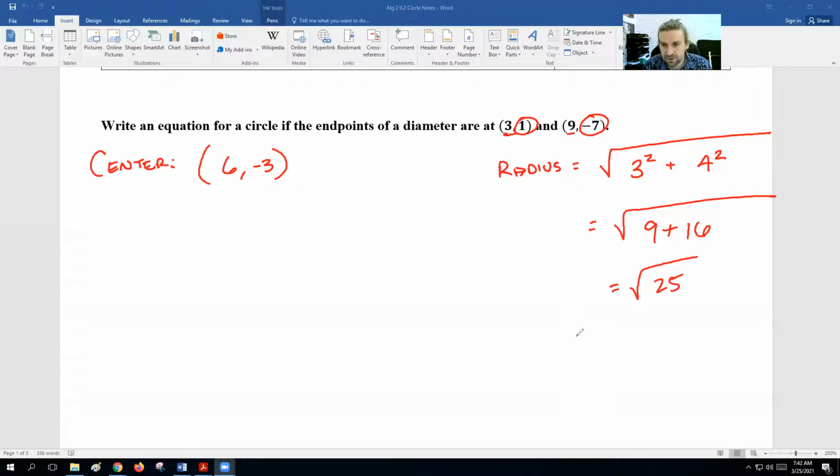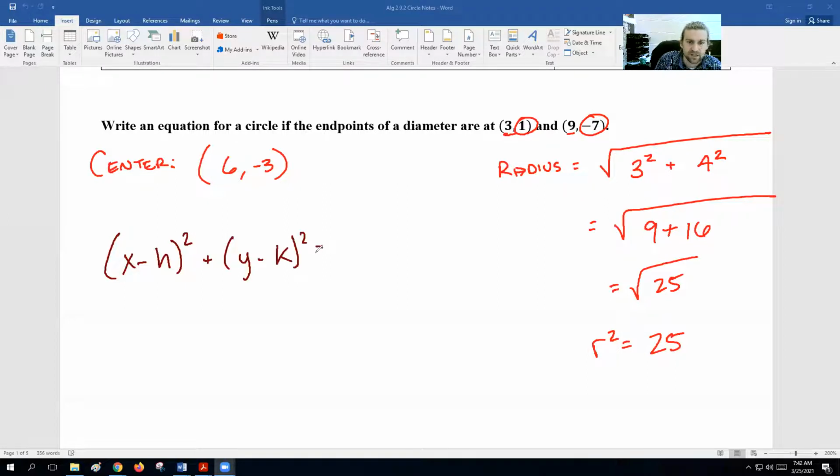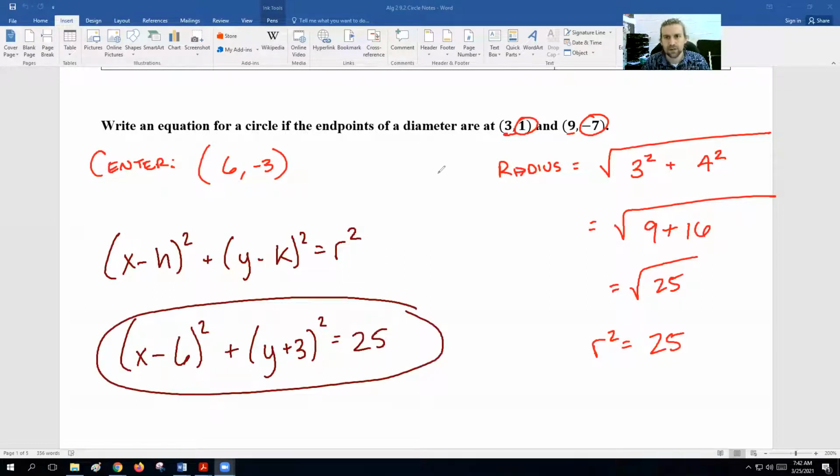Now we could figure out what the square root of 25 is, but we want to remember we're going to actually use r squared, our radius squared, in the formula. So we just want to keep the number inside the radical, which is just 25. So if we put this all together with the formula, x minus h squared plus y minus k squared equals r squared, we have x minus 6 squared plus y plus 3 squared equals our r squared, which is 25.